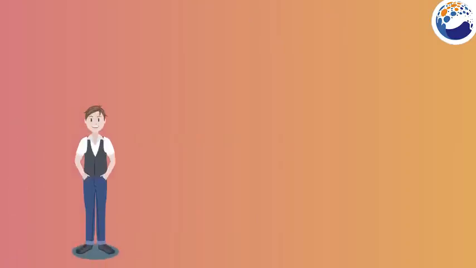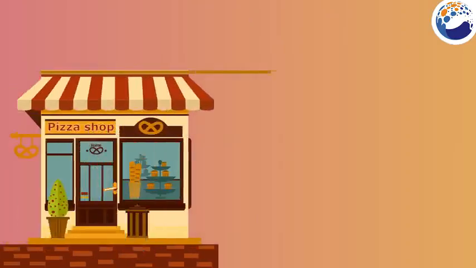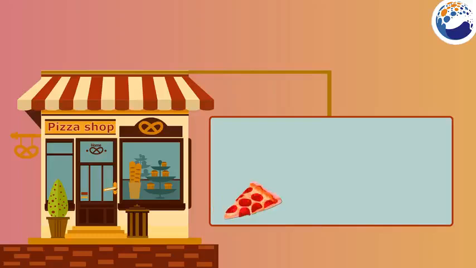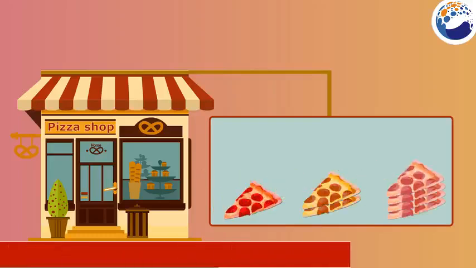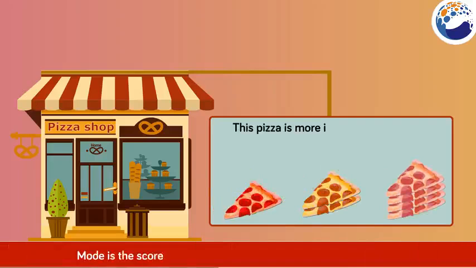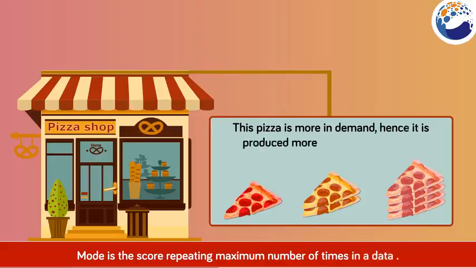Mode. Here, Mr. Happy opens a pizza shop, and to attract more and more customers, he needs to know which variety of pizza is more in demand so that he can provide offers and sale on those varieties. For that, he has to find the mode of all the varieties of pizzas. In such cases, the mode is needed. Mode is the score repeating the maximum number of times in a data. Let us take one example.